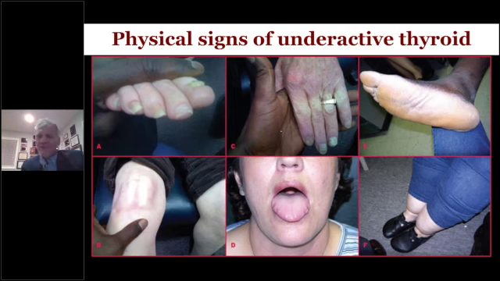Here's a very common one I want you to look at right here. On this tongue, you see that? That's called scalloping. When you see those really deep scallops in there, most usually that's associated with a low functioning thyroid. So that's something that you really want to look at.